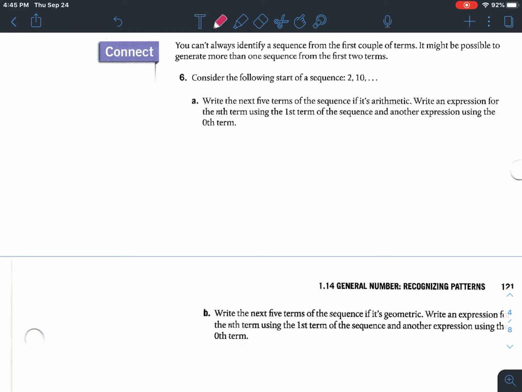Oh, I do. Okay. Number 6. Last one. You can't always identify a sequence from the first couple of terms. It might be possible to generate more than one sequence from the first 2 terms, just like the first example we did. So consider the following start of a sequence. 2, 10. Write the first 5 terms of the sequence if it's arithmetic. Write an expression for the nth term using the first term of the sequence and another expression using the 0th term. Okay, that was a lot.